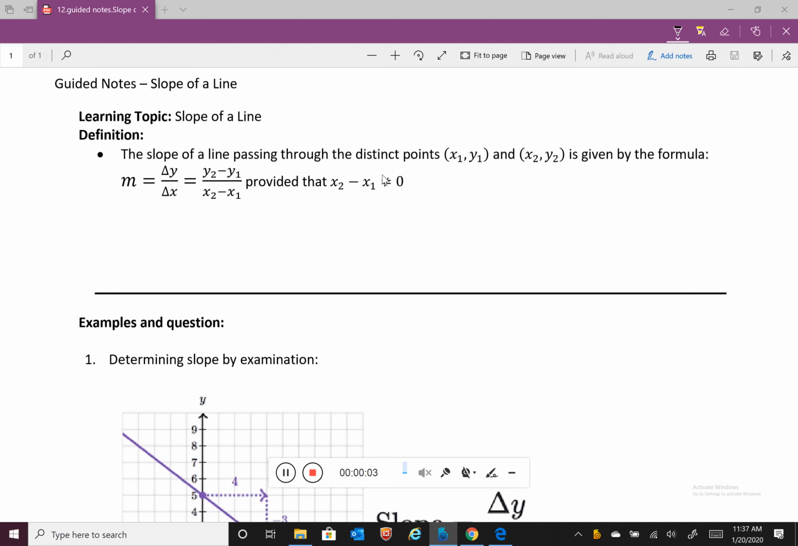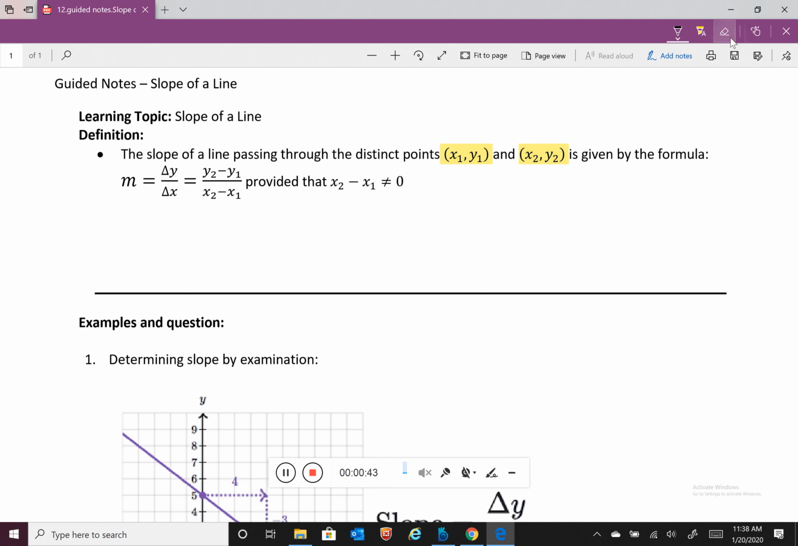We're now going to be looking at slope of a line, and to start out we need our definition. So the slope of a line passing through the distinct points x1, y1, so that just means the first x coordinate and the first y coordinate of a given point, and the second point x2, y2, is given by the formula m, which is standing for our slope, is equal to the change in y. That's what that triangle symbol means, the change in y over the change in x.